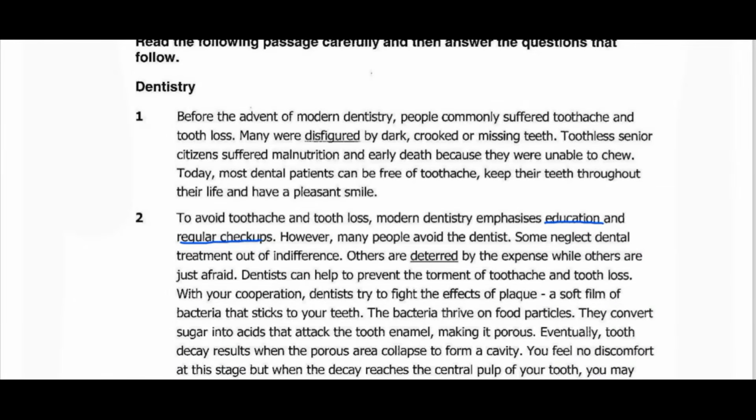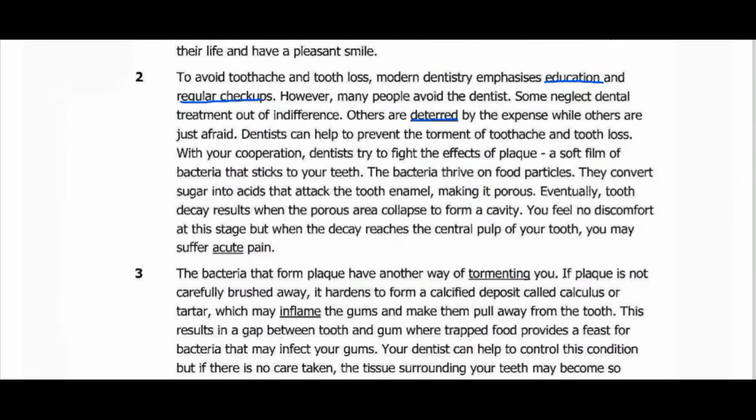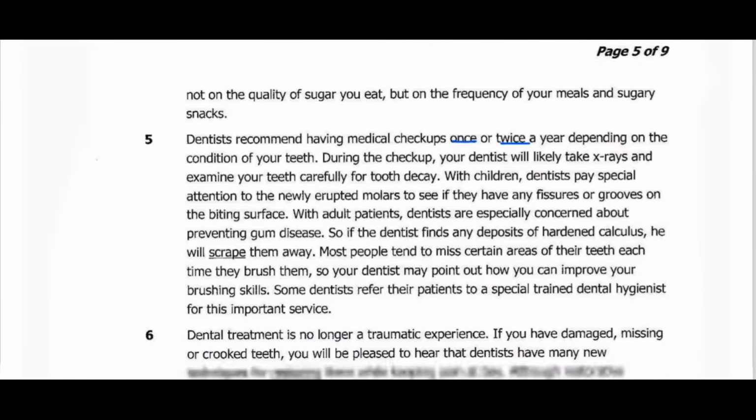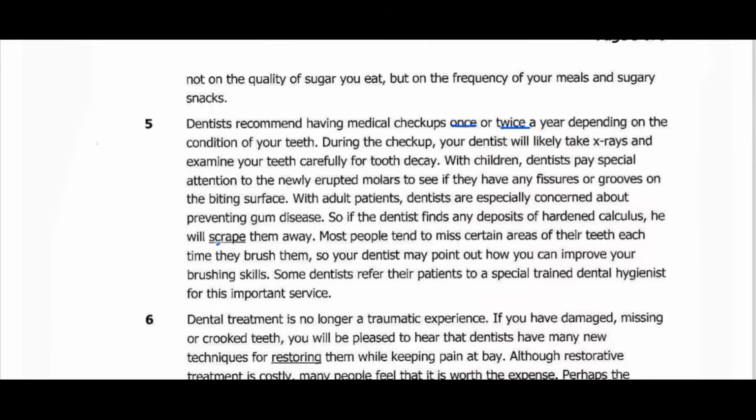So the first one, here we have disfigured. We know that to disfigure means to change the original shape. Then deter, to deter is to prevent or not to allow. Then acute pain, we are looking at severe, the pain that is too much. Tormenting, to trouble; inflame, to swell. Then to scrap, to remove. Then restoring, so to restore, that is now the answer.